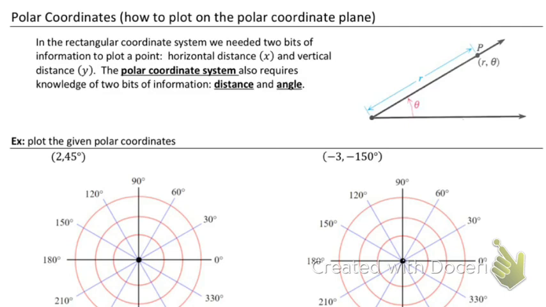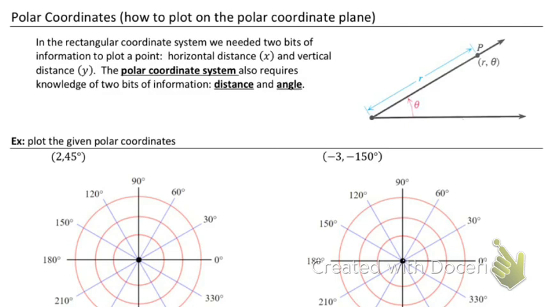We all good? Okay, now let's talk about the polar coordinate system. Up until now, you've worked in the rectangular coordinate system. It worked as you had vertical and you had horizontal, with horizontal being your x and vertical being your y. We had the x, y plane. Well, the polar system works on the same general concept.